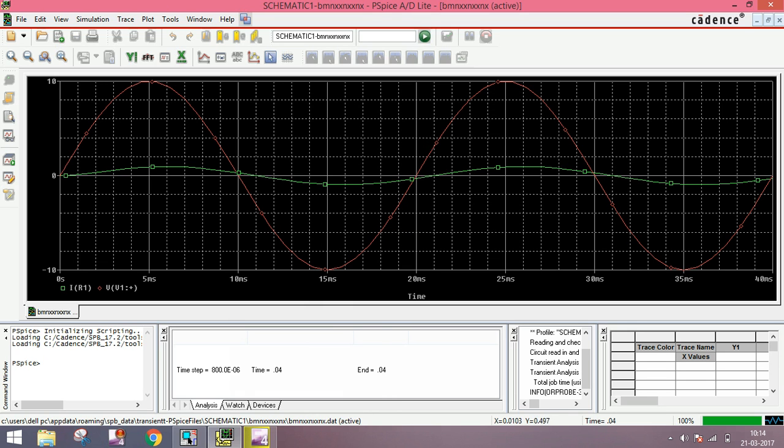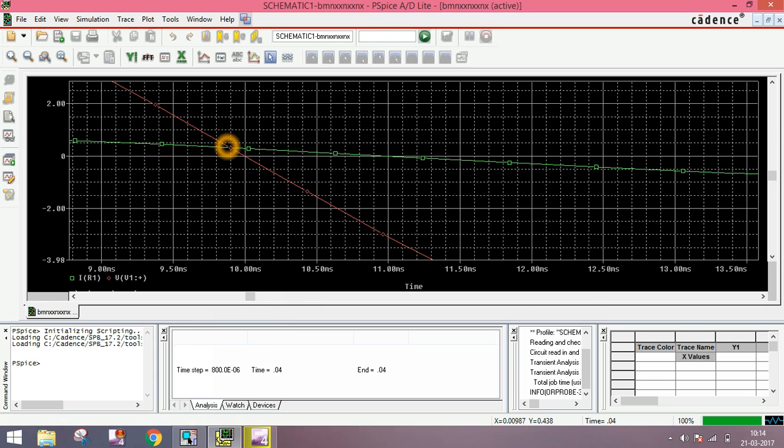I will show you one more thing. If you have a problem calculating the time here, then another method is to zoom into the area. You can see this is closest to 10 and this is closest to 11. You can see nearly 11 millisecond. That's why the difference is 1 millisecond phase lag. So in this way you can also see it according to your zooming.